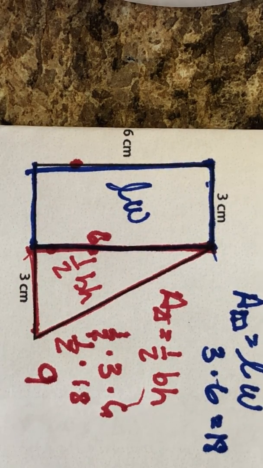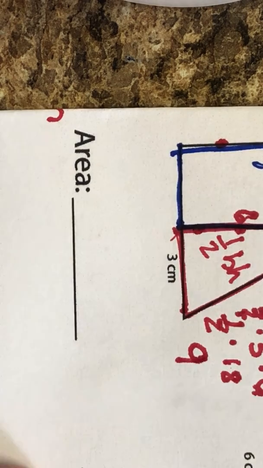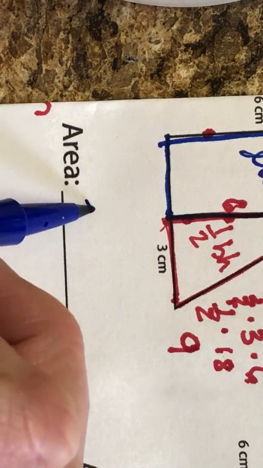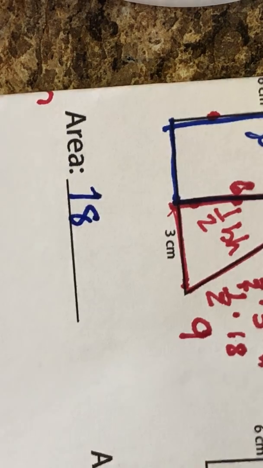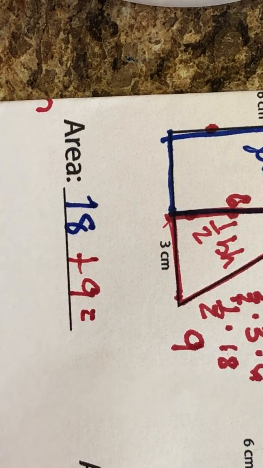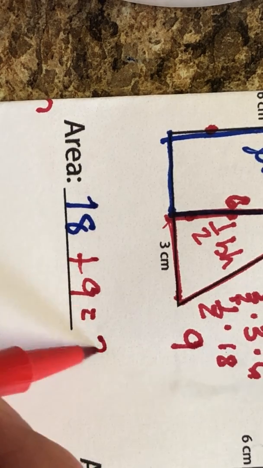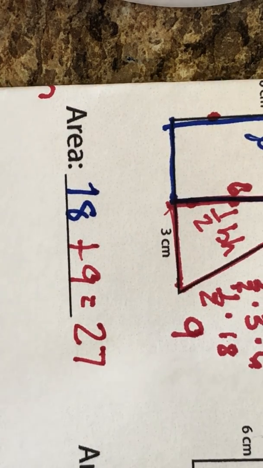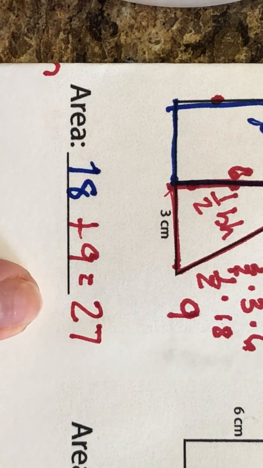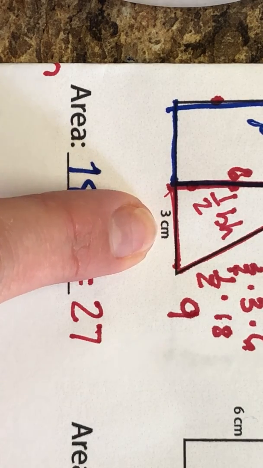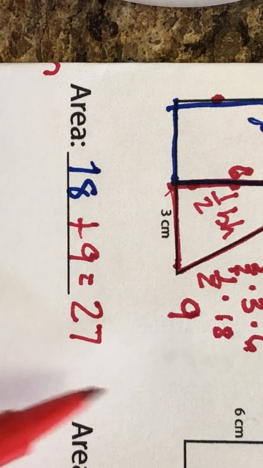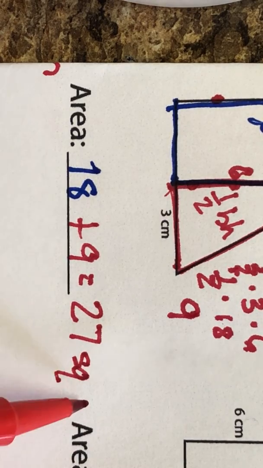To find my whole answer, I'm going to come down to the area line, and I'm going to write both of my areas. So I had 18, and I'm going to add it to 9. And 18 plus 9 is 27. But I'm not finished because I don't have a label. So now I'm going to label my area with the label that's here, which is centimeters. And we always do area in square units. So the answer is 27 square centimeters.